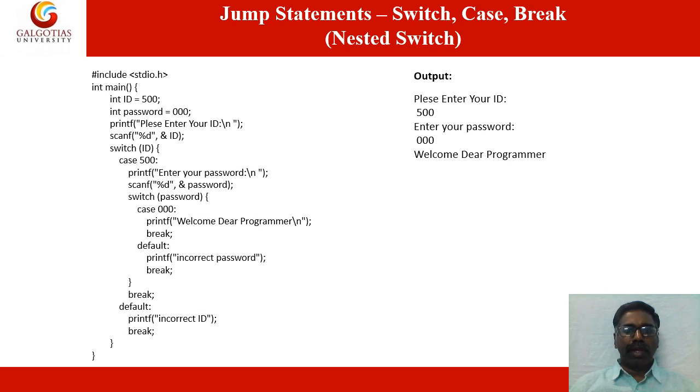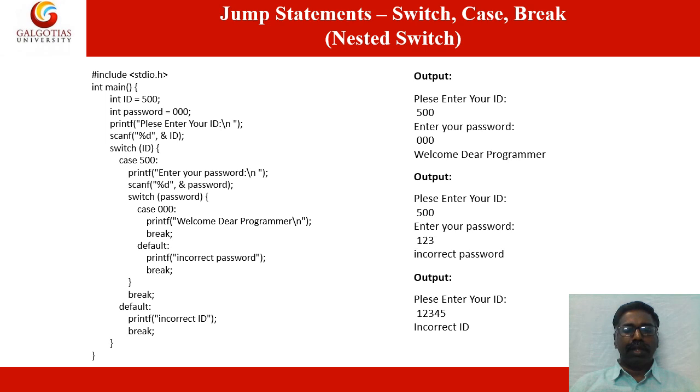Now here I am giving all positive values. That means the user ID is 500, the password is 000. So both are correct, then it welcomes the programmer. In the second run, I am giving the ID correct and the password wrong, so it says it is an incorrect password. In the third run, I am giving the ID wrong, so it is clearly identified as an incorrect ID.